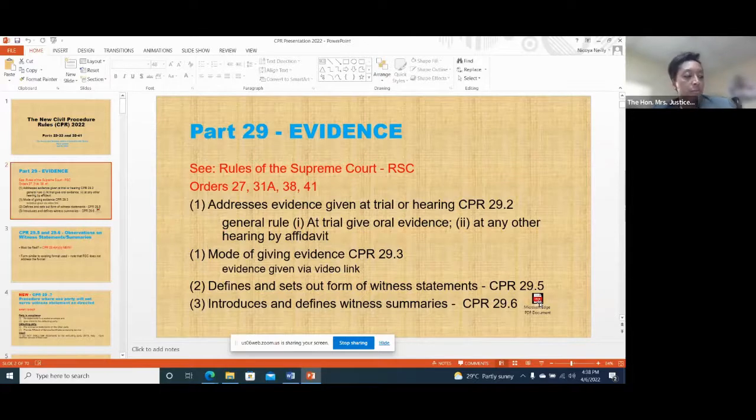And CPR 29.5 sets out the form of witness statements, and it indicates that it must be dated, it must be signed or otherwise authenticated by the intended witness. It must give the name, the address, and the occupation of the witness. It must include a statement by the intended witness that they believe the statements of facts to be true.